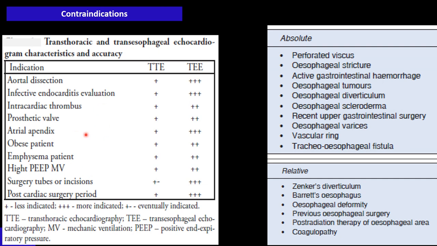Here we have the comparison of transthoracic with transesophageal echocardiography. In those cases, TEE is much better than transthoracic because of the window and the limitation of access to some structures. So in these cases, TEE is preferred to TTE.